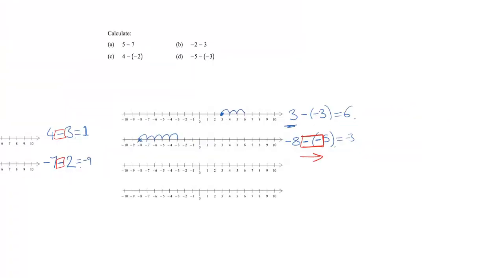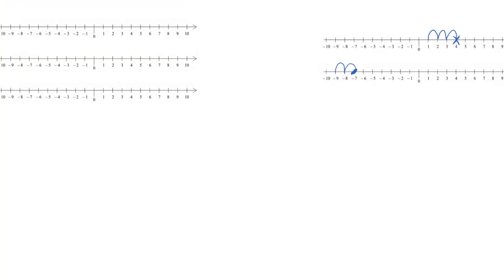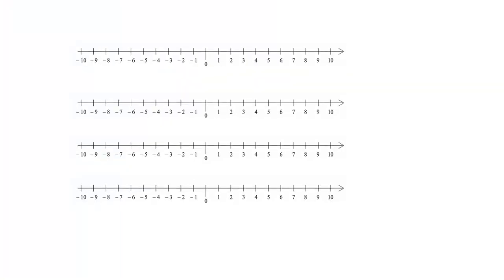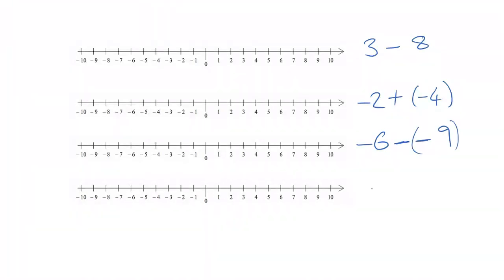Okay, so let's see if we can put some of this together, right? Okay, and mix it up and see what happens. So let's try 4 different examples. We're going to do 3 minus 8. We'll do minus 2 plus a minus 4. Let's do minus 6 minus 9. And let's do minus 3 subtract 4. Okay, so let's see how these go.